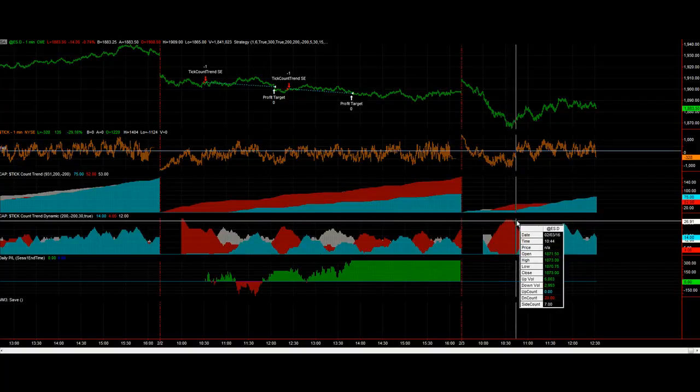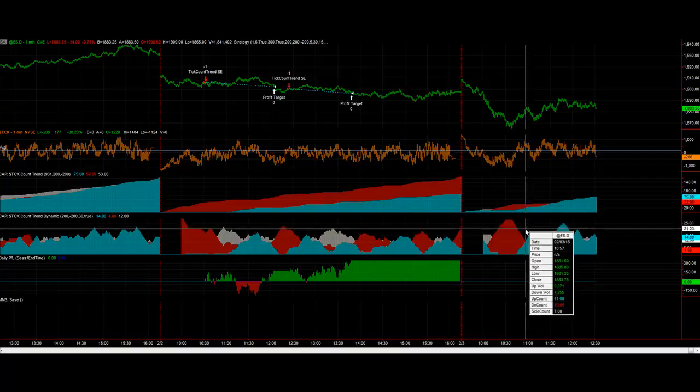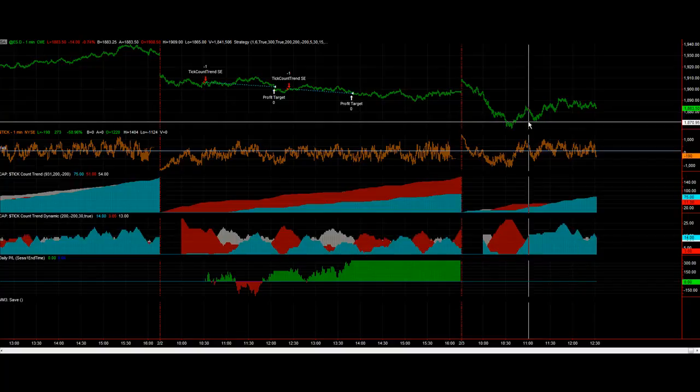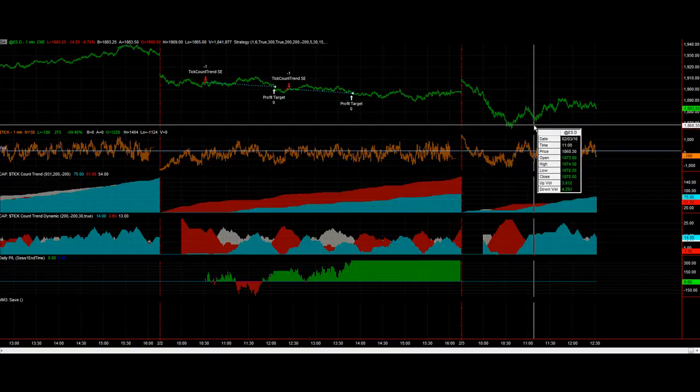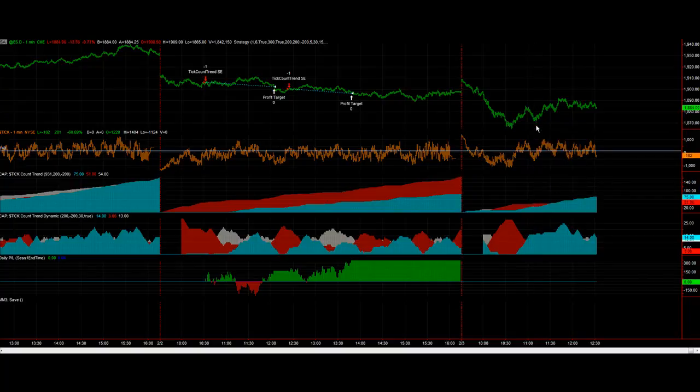Let's wait for a rally, and we get one right here. The first time we hit 15 is right there on this bar. And so let's just look at the low of that bar, 1880.25, and you come down here 1871.50. So you have about 8.5 points of potential profit.